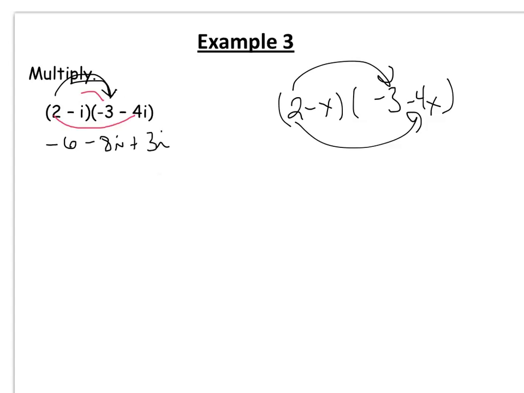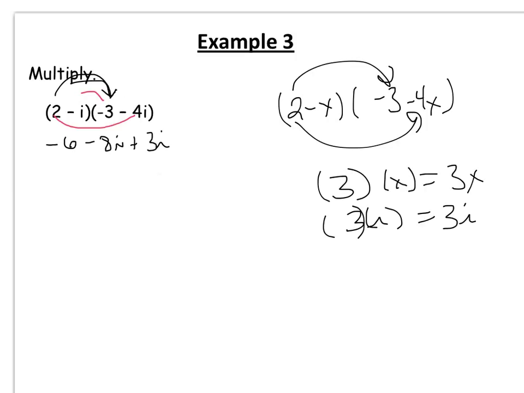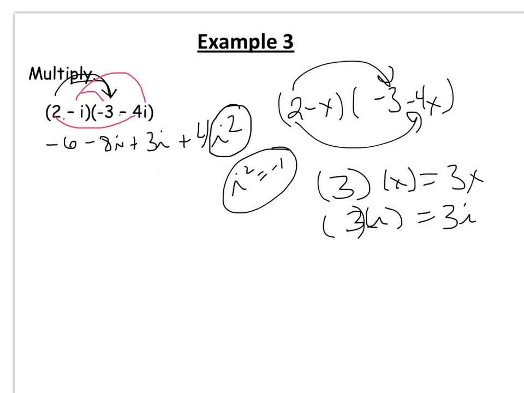Notice that if I was to take 3 times x, it would equal 3x. 3 times i is just 3i. So we treat it just like another variable. Now the only difference is the last term. We have a negative times a negative, so we're going to have a positive. 4i times i is i squared, just like if we had any two variables multiplied together. Now the key that we need to remember, from one of our previous videos, is that i squared is equal to negative 1. So I'm going to change that to a negative 1.